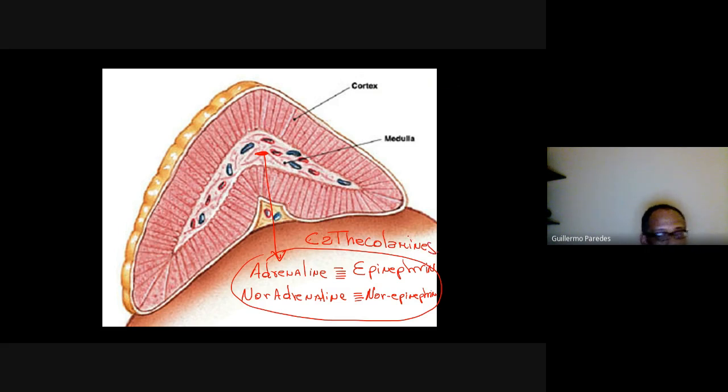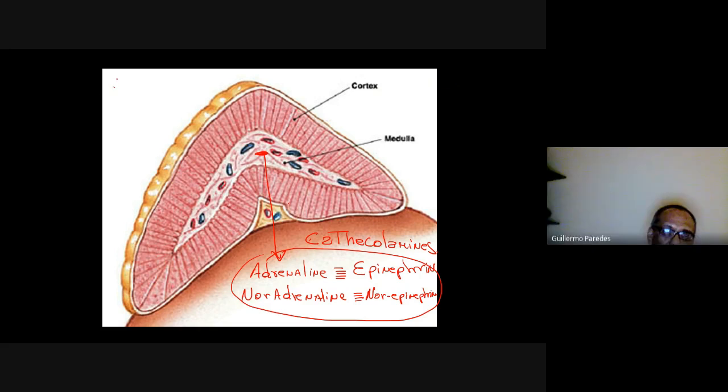The catecholamines. Okay? So, what is adrenaline? A catecholamine. What is noradrenaline? A catecholamine. What is epinephrine? A catecholamine. What is norepinephrine? A catecholamine. Give me one example of a catecholamine: adrenaline. Give me another example of a catecholamine: noradrenaline. What are the catecholamines? Adrenaline and noradrenaline. See? You okay with that?